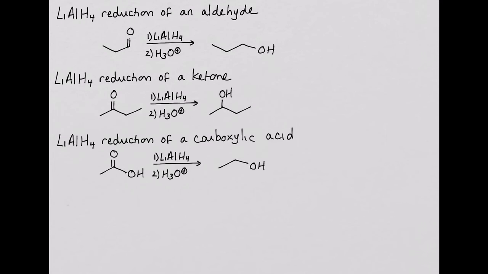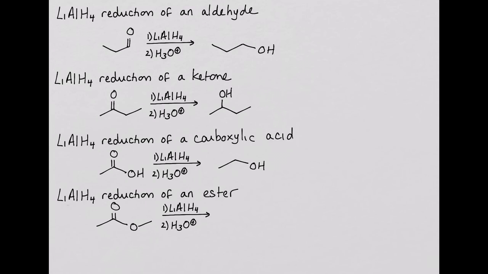We can also use lithium aluminum hydride to reduce an ester. For example, if we treat this ester with lithium aluminum hydride followed by an acidic workup, we also get the primary alcohol. The mechanism of this transformation is a little different than the previous one we looked at. However, it bears a striking resemblance to the addition of a Grignard to an ester or a carboxylic acid chloride.